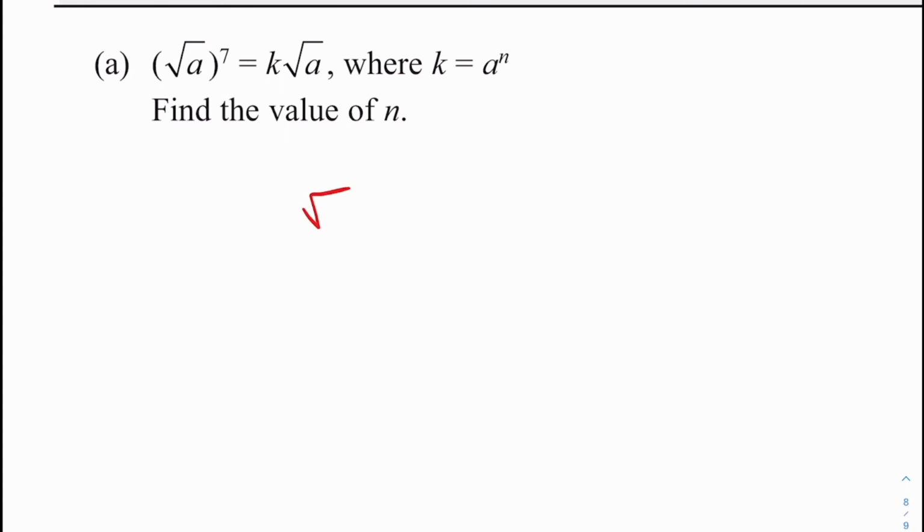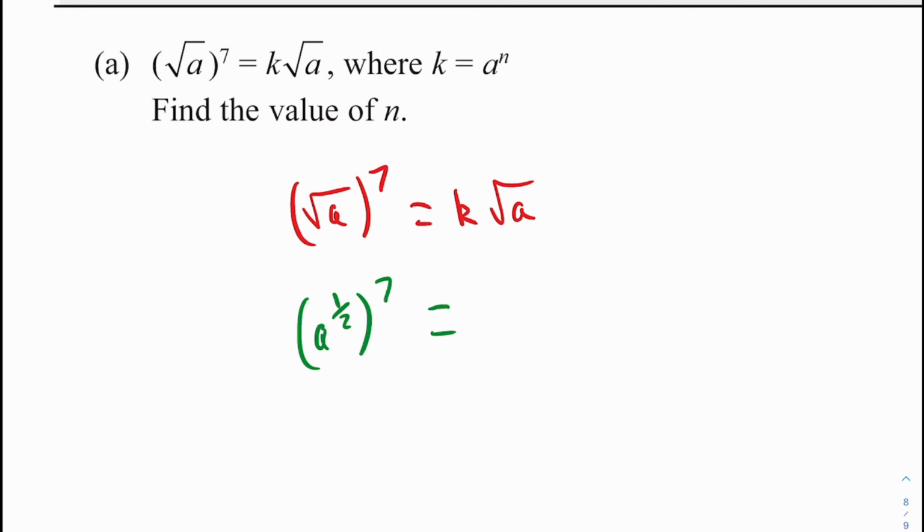So we've got the square root of a all to the 7 equals k square root of a. Again, I'm not really sure where this is going, but we're just going to solve as you normally would. So we'll change the root a into a to the power of a half, all to the power of 7, and that's equal to k a to the power of 1/2. We'll solve the left hand side to get a to the power of 7 over 2, simply by multiplying, is equal to k a to the half.